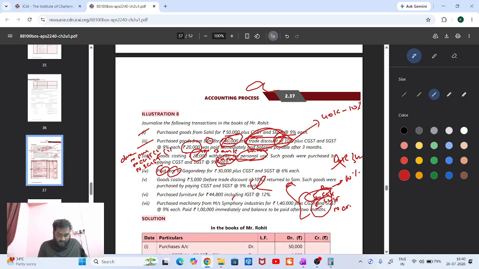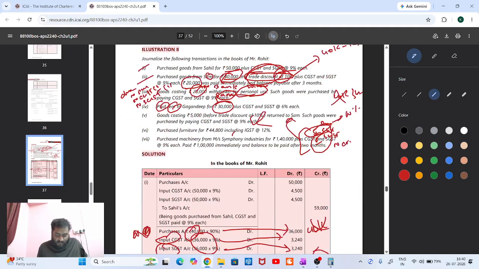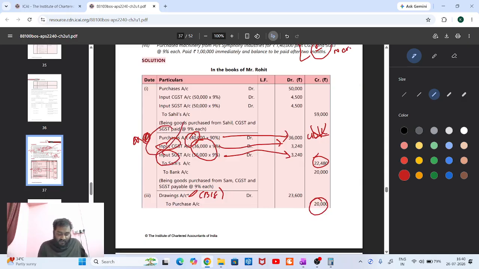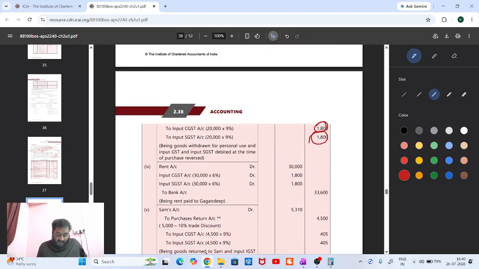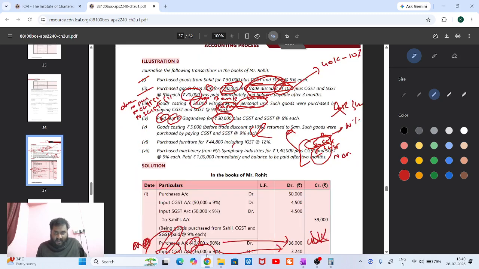Paid rent to Gagandeep. This is the same entry. Remove the purchase and use the word rent here. Rent, CGST, SGST, to bank. See, I'm trying to speed up. Please don't kill me.